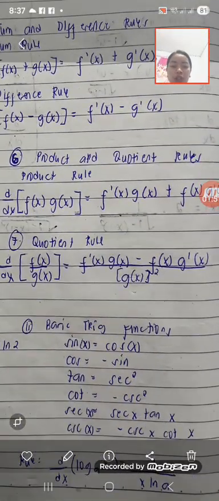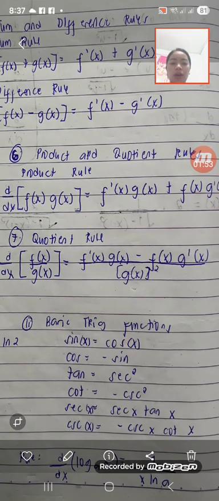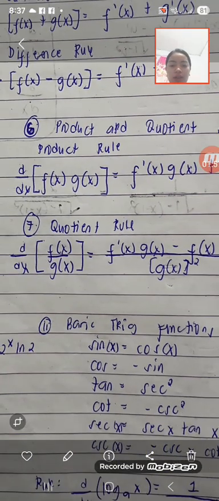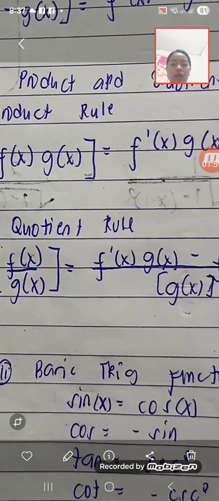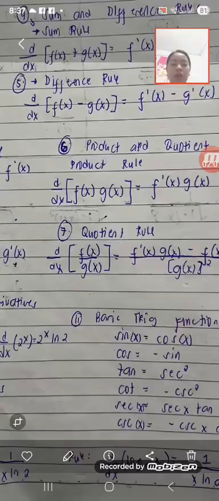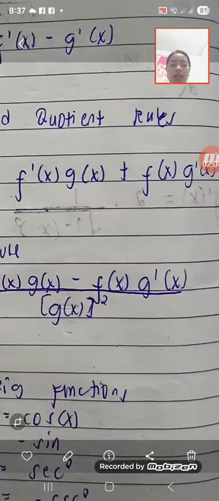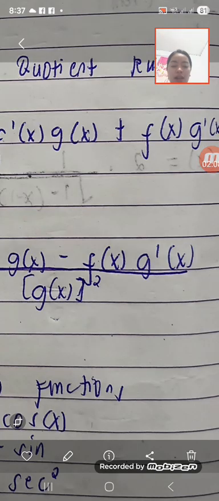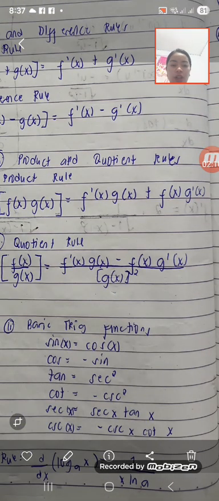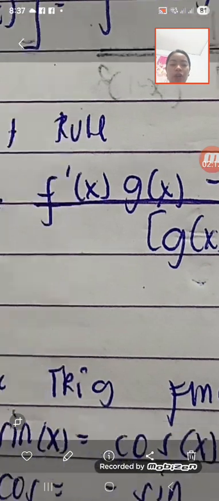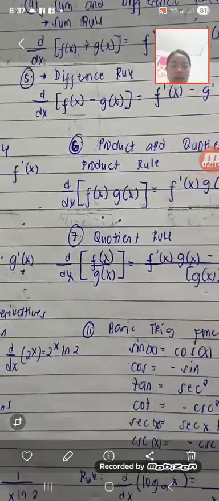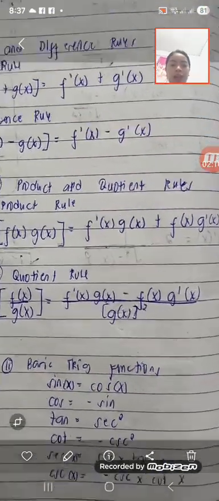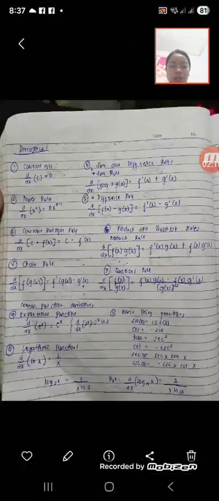Next one is the quotient rule. For quotient rule, we just need to deduct them. We just need to deduct the derivative of first multiplied by the second function, and the first function multiplied by the derivative of the second function. You just need to deduct them over the square of our denominator. So that is the formula in getting the derivative of the quotient.